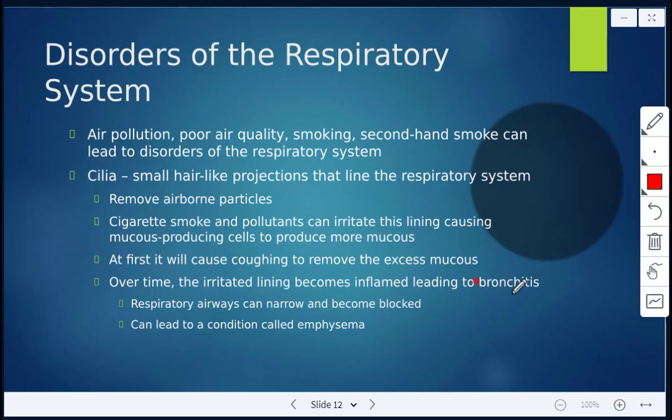Bronchitis is inflammation of the bronchi. The respiratory airways are going to narrow, they can become blocked, and that can lead to a further condition called emphysema.